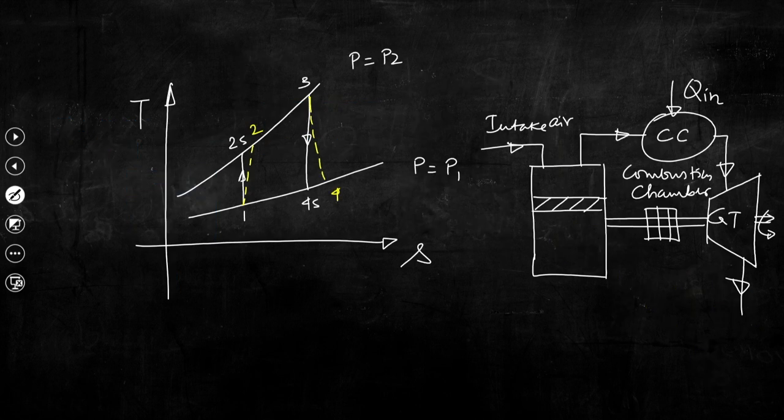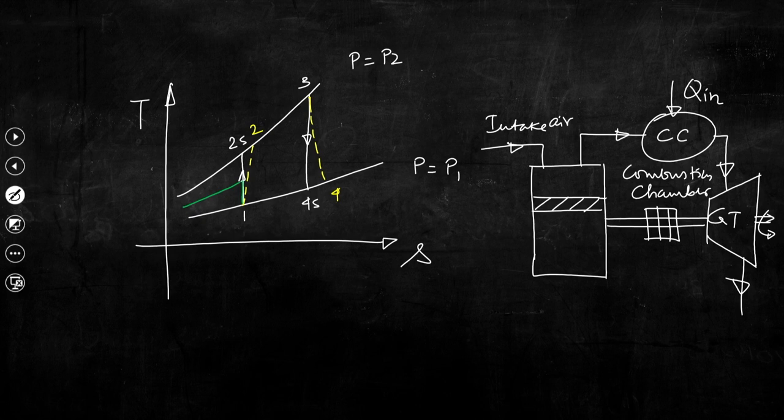So, what we can do? We can assume what will happen if this compression will be there up to an intermediate pressure, and we really do not know, so let us assume this is the intermediate pressure. So, now this is the amount of rise in pressure in the low pressure stage compressor.